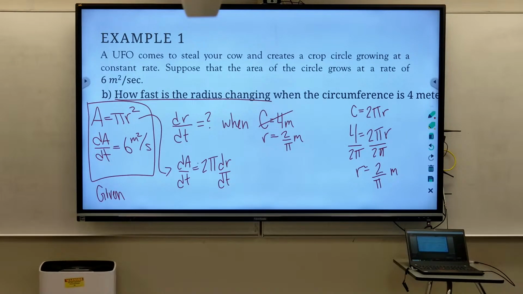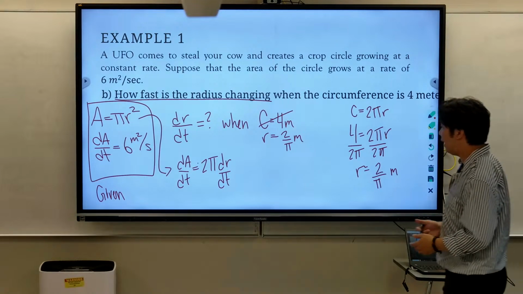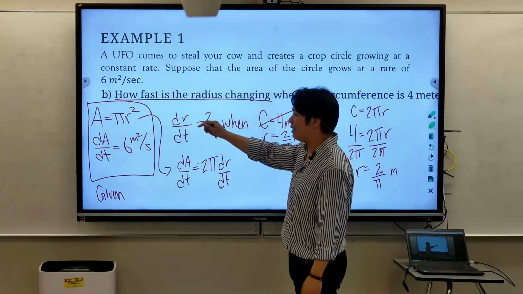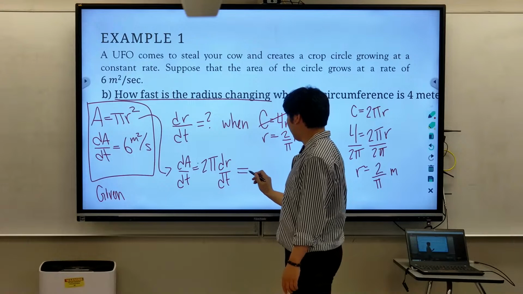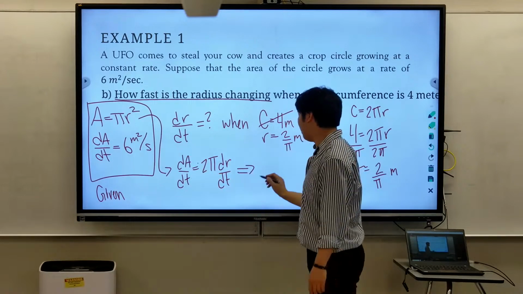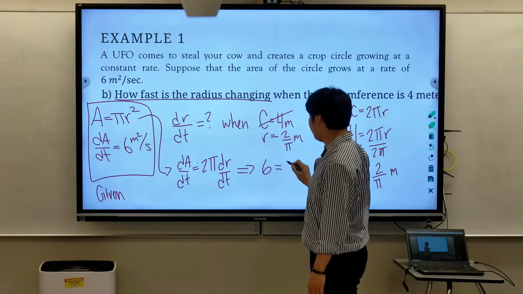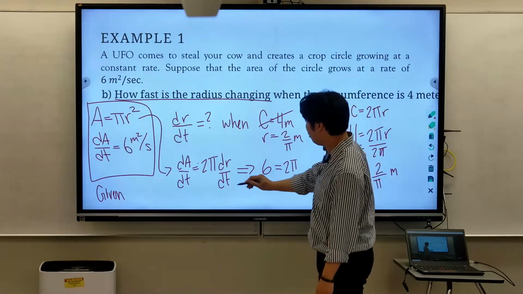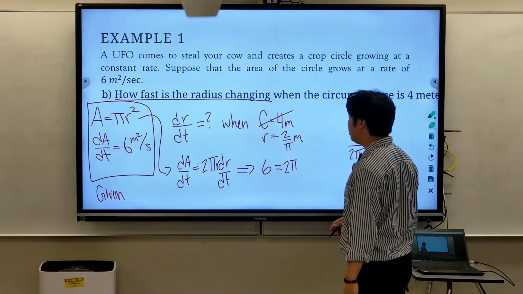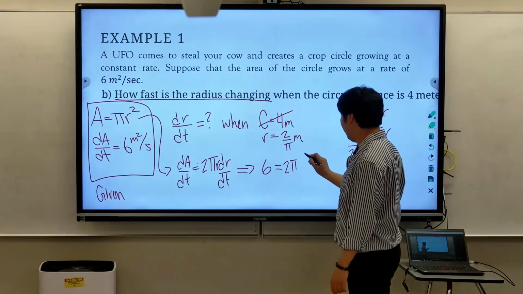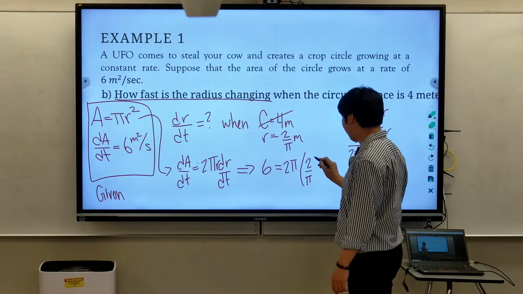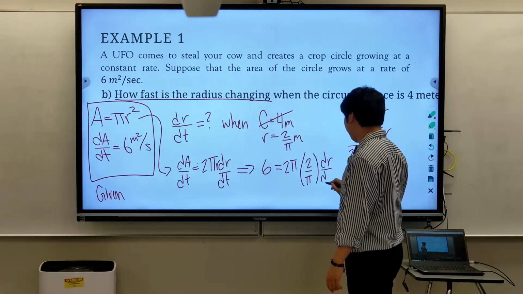Now by looking at this, I have pretty much the exact same problem as before. I want dr dt, I have r, and I have dA dt. So I'm going to plug in all the things I need into this differentiated equation. dA dt, that's 6. 2 pi, that's an r here, 2 pi r dr dt. R is 2 over pi, and we want dr dt.